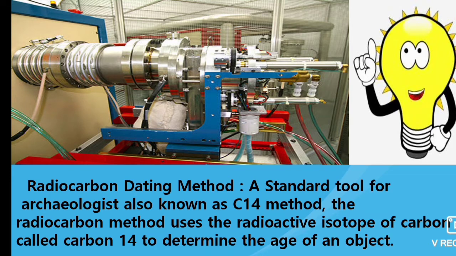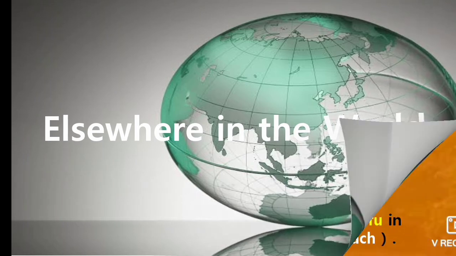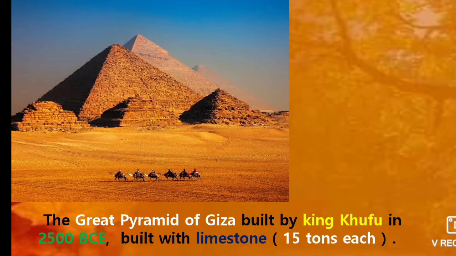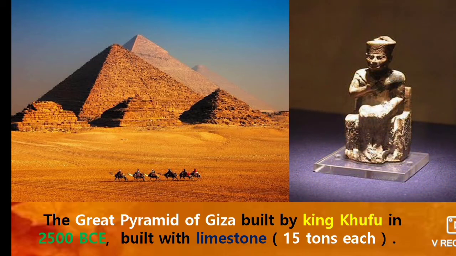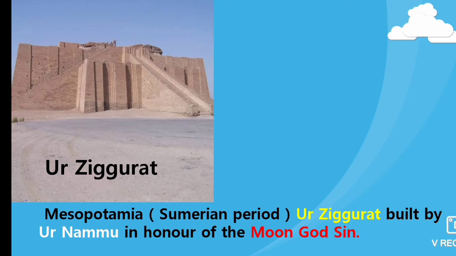Students, the radiocarbon dating method is also known as the C14 method. It is used to determine the age of an object. Next is elsewhere in the world. The first one is the Great Pyramid. Students, the Great Pyramid of Giza was built by King Khufu in 2500 BCE, built with limestones, and each block had 15 tons weight.